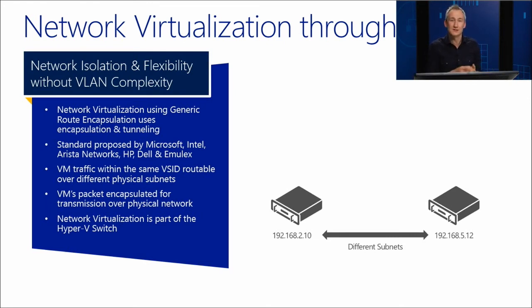So what we need on the physical layer is a routable fabric, and in this case they don't have to be on the same exact subnet. You'll see these particular two hosts, 2.10, 5.12. As long as they're routable, that's all that's necessary. They don't have to all be on the 2.x subnet or the 5.x subnet.